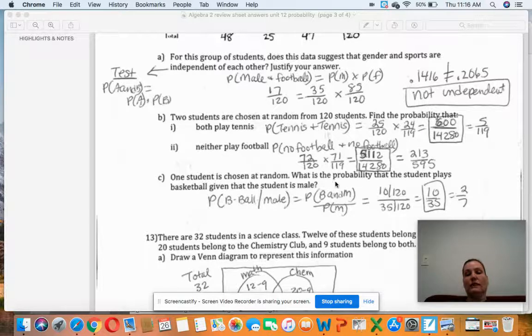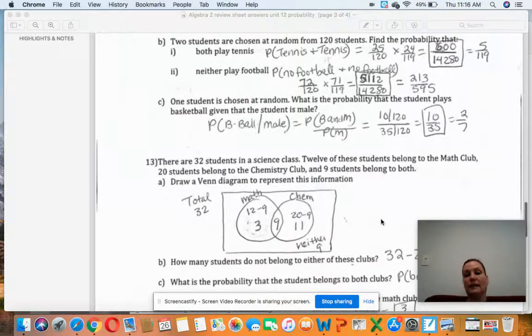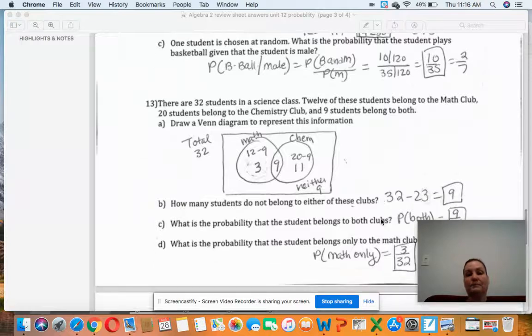1 student is chosen at random. What's the probability that the student plays basketball given that the student is male? So basketball, given that they're male, is the probability of basketball and male over the probability of male. So the probability of basketball and male is 10 out of 120. The probability of male is 35 over 120. And I'm just putting this into my calculator. Be careful that you're putting parentheses on everything on top, divided by, and you're putting parentheses down here on the bottom before you put that into your calculator. And either answer is fine, 10 out of 35 or 2/7.